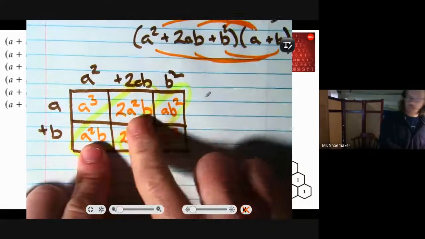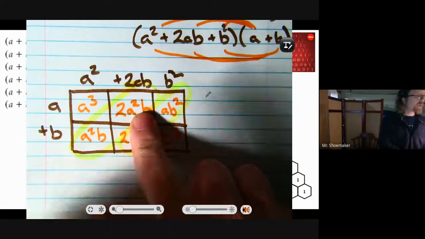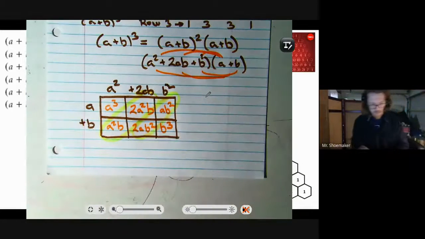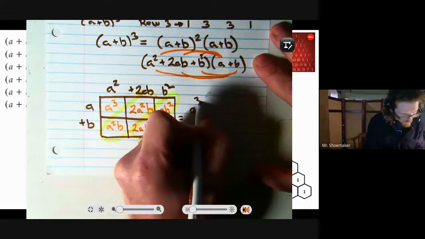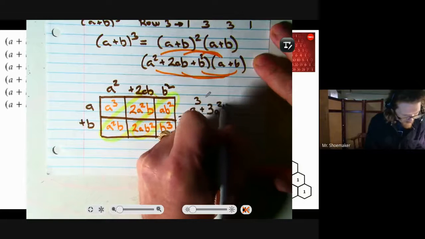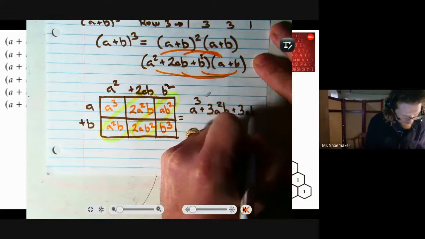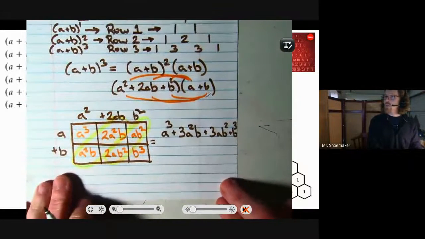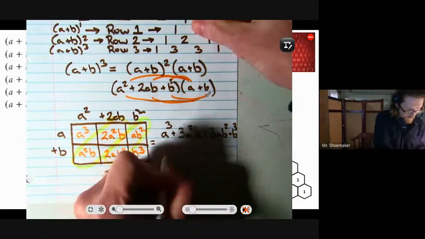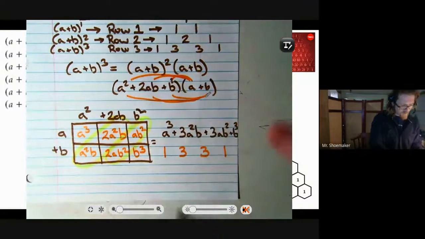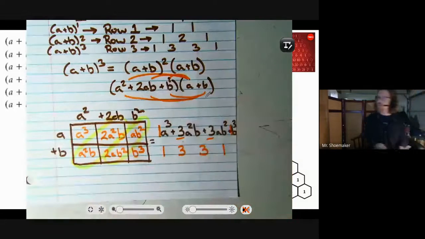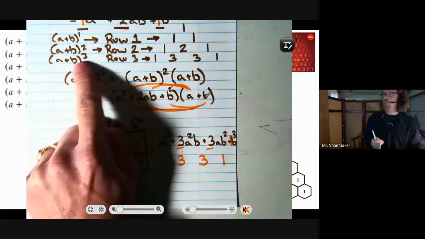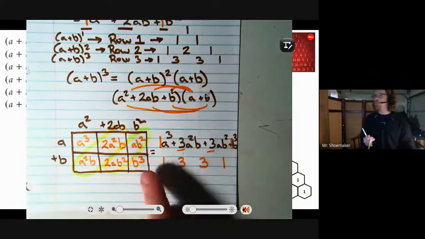I have an a squared b and I have two a squared b's. 1a squared b plus 2a squared b's is 3a squared b's. I have a 2ab squared and a 1ab squared. 2 plus 1 makes 3. So combining these like terms, I get a cubed plus 3a squared b plus 3ab squared plus b to the third power. And when I look at row number 3 of Pascal's triangle, the row is 1, 3, 3, 1. The coefficients 1, 3, 3, 1. So Pascal's triangle is actually revealing to me the answer to any binomial cubed will work out as 1, 3, 3, 1.